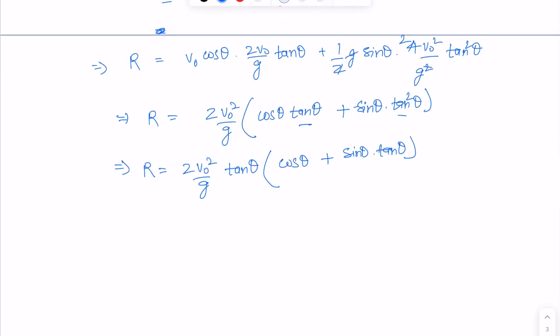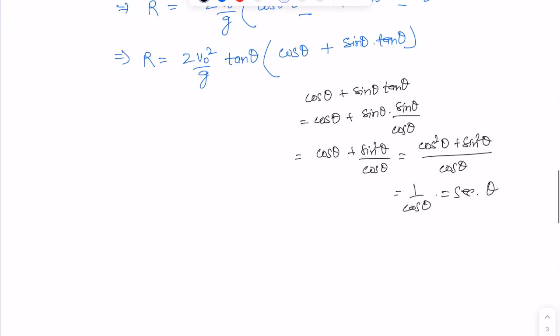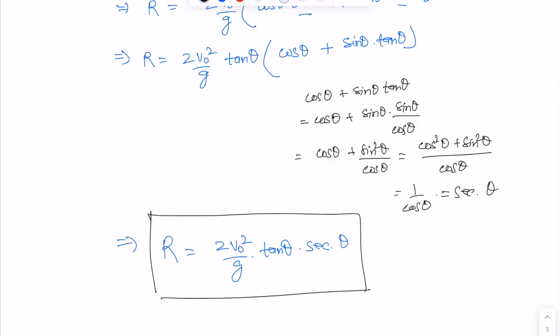Now we can take a little bit of a side calculation. Cos theta plus sine theta tan theta is cos theta plus sine theta times sine theta upon cos theta. So this is cos theta plus sine square theta upon cos theta. This is cos square theta plus sine square theta upon cos theta. The numerator is 1, so this is 1 by cos theta, which is equal to secant of theta. So this implies that r equals 2 v naught square by g tan theta sec theta. This is the final answer. Thank you.